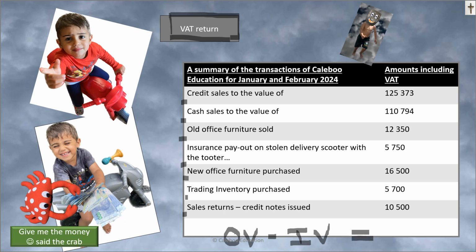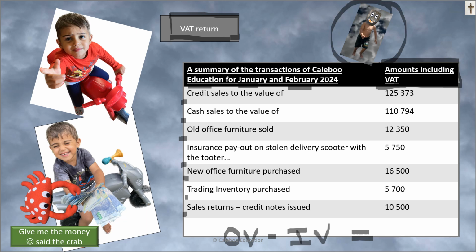And the norm is to do this every second month on the 25th or before the 25th of every month. I'm looking at Calibu Education, our business, and I'm looking at the months for January and February. I've just made up the numbers, the figures. I've given transactions and amounts including VAT, and VAT Boy is just checking up on us.